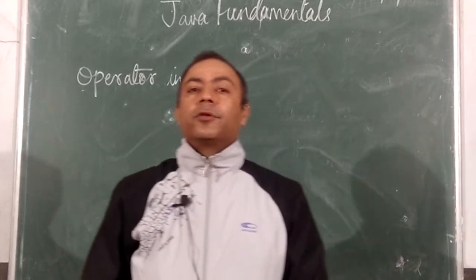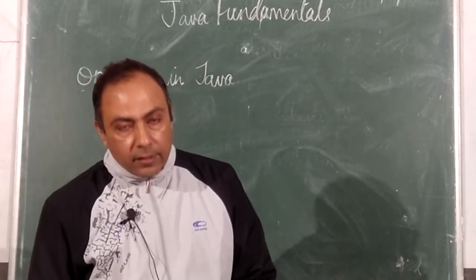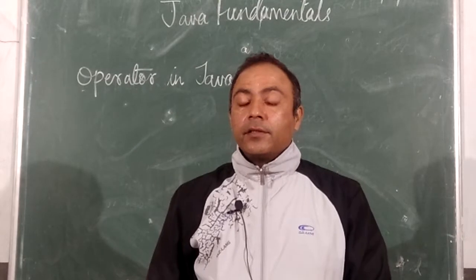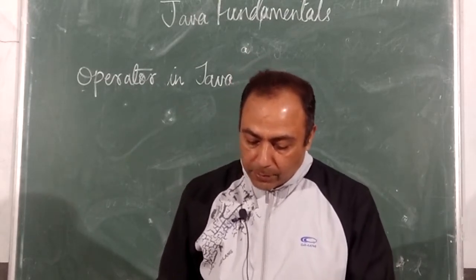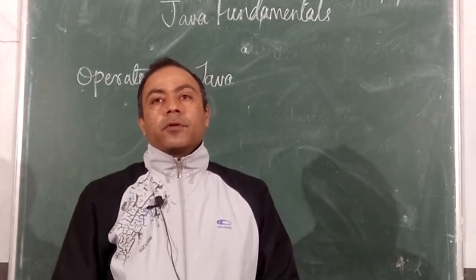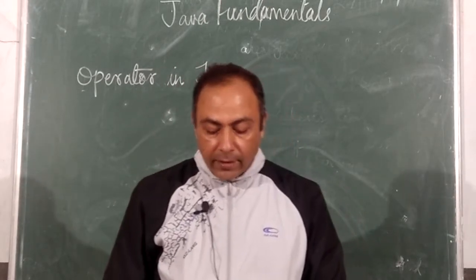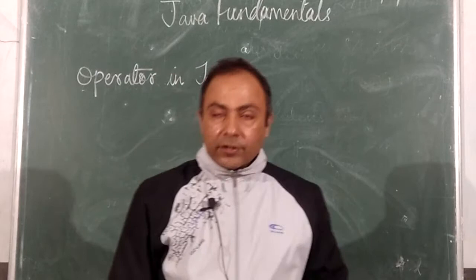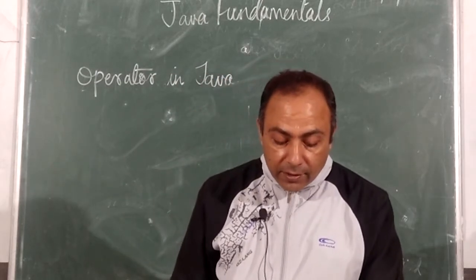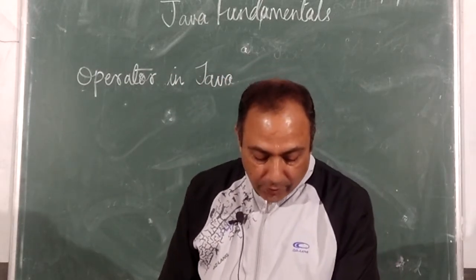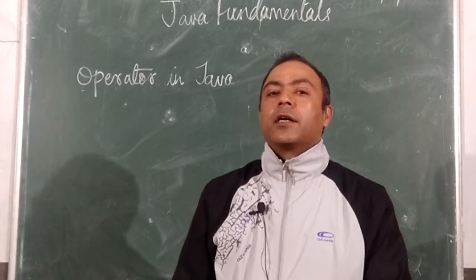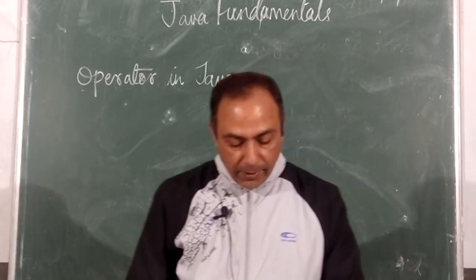In the previous class, we continued with the operators. We discussed the arithmetic operators: the unary operators, unary plus and unary minus, and also the binary operators, addition, subtraction, multiplication, division, and string operators. We had also started with the increment and decrement operators.